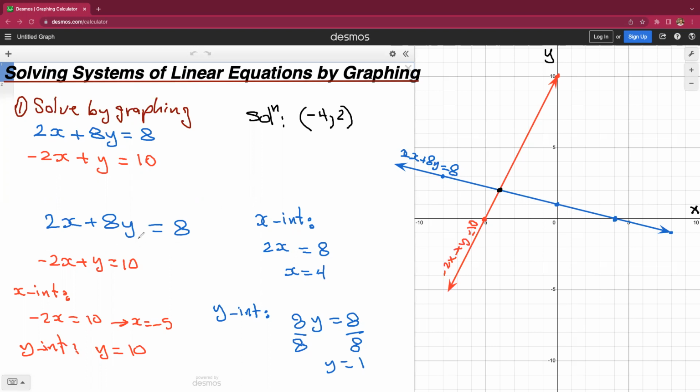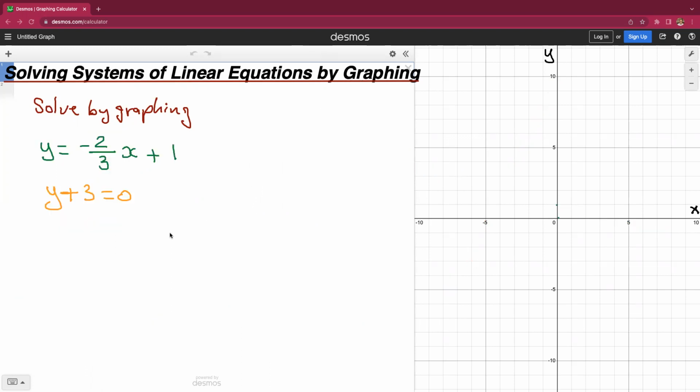Okay. So we're going to do 2 more, and we're going to deal with equations not in standard form. So let's go to the next example. Here is the second question, and you have 2 graphs.